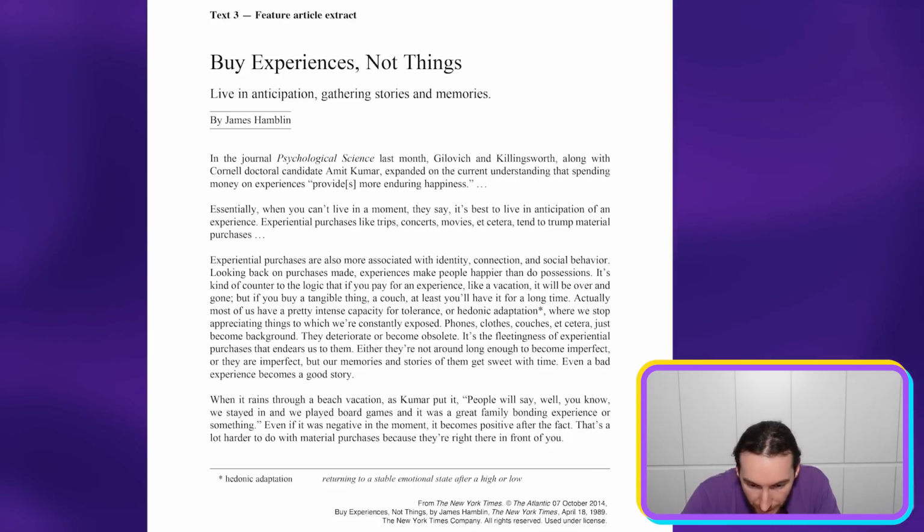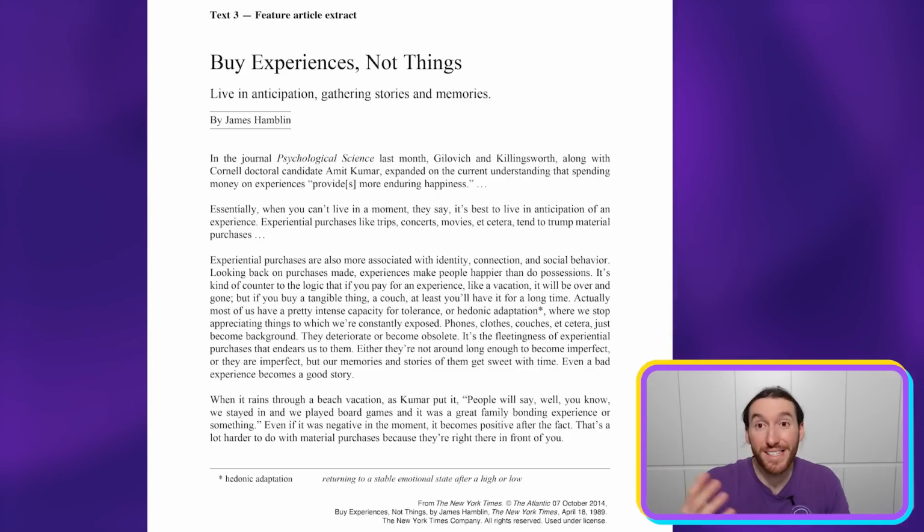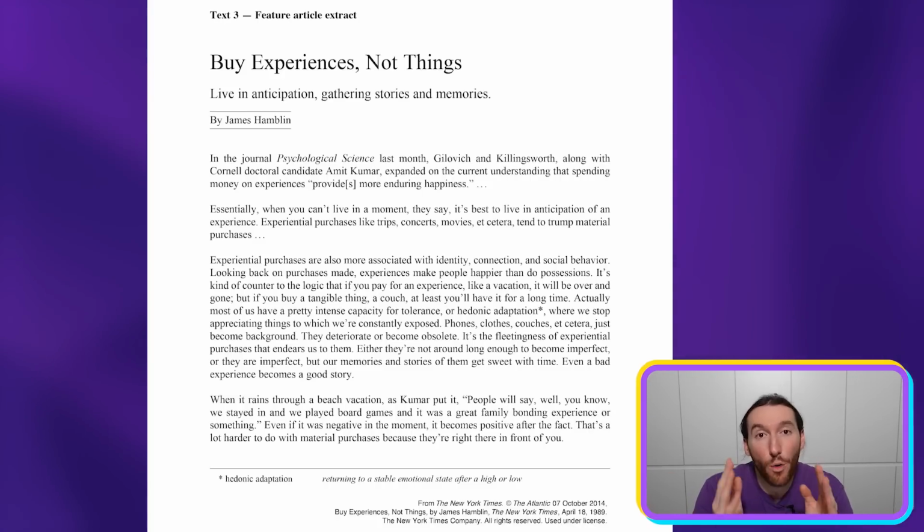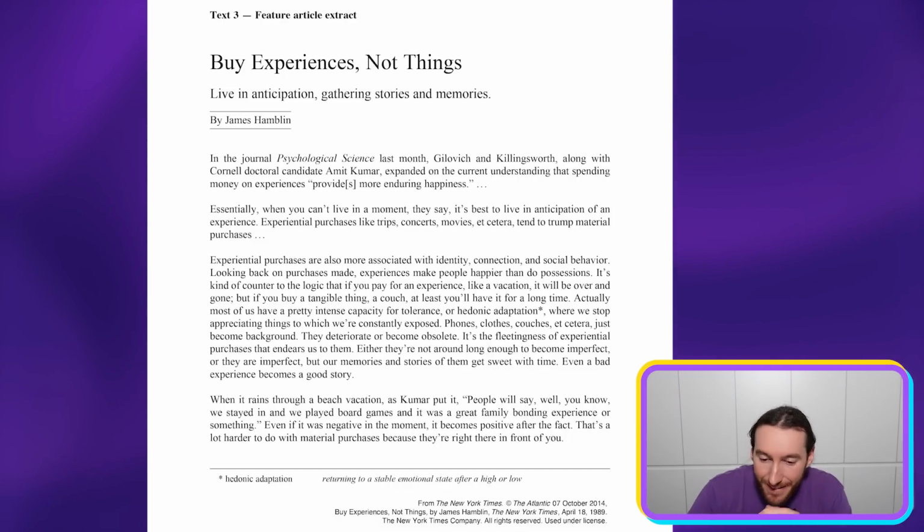Where we stop appreciating things. Okay, then it says, phones, clothes, couches, etc. just become background. Okay, that's a short sentence, so short syntax. What an easy technique. Always a good one for nonfiction especially. You'll often find that there are these short, punchy sentences. In this case, it actually lists these material possessions as well, labels them as background, so it's a dismissive tone.